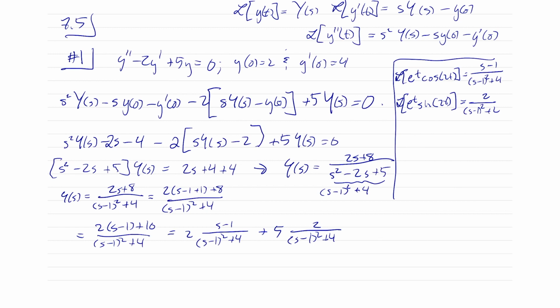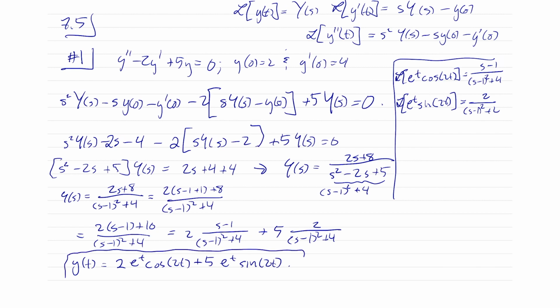And now if I wanted to use the inverse Laplace transform to find y of t, then that gives me 2 times e to the t cosine of 2t plus 5 e to the t sine of 2t. Okay, and that is the answer. So that's what we got. Not too bad. Okay, so that is the first problem we solved there. Let's see if we can find another one.